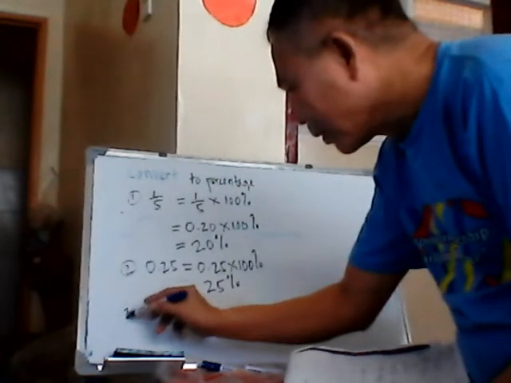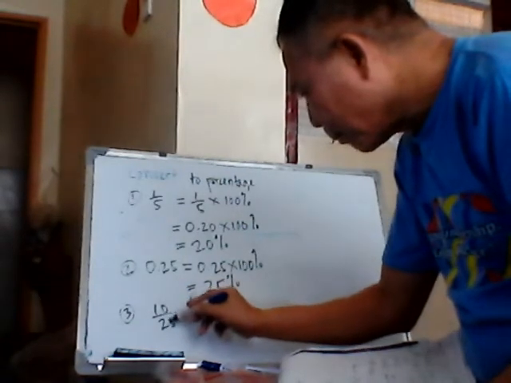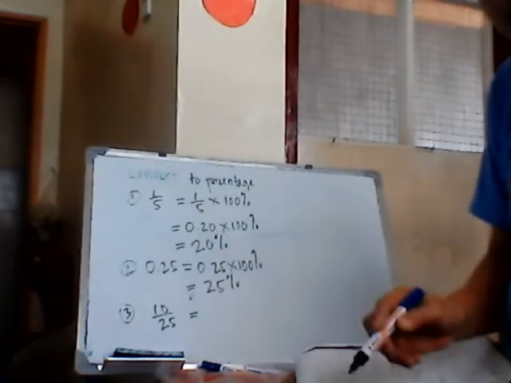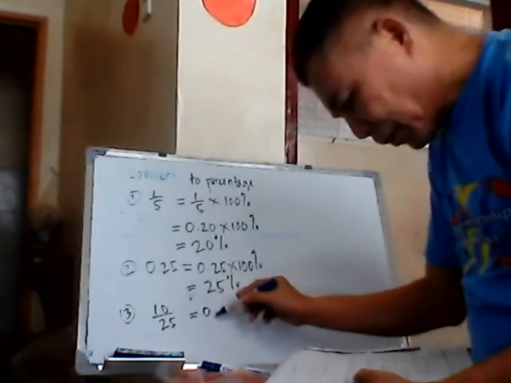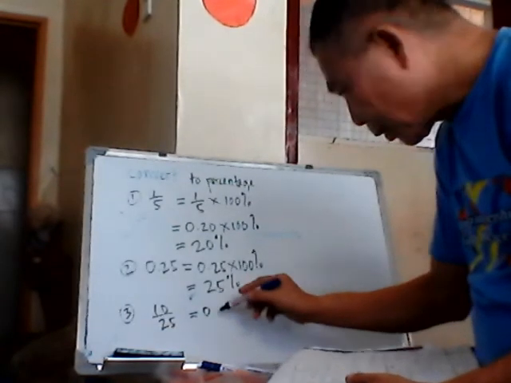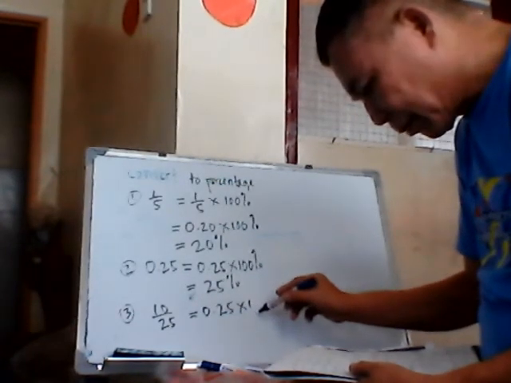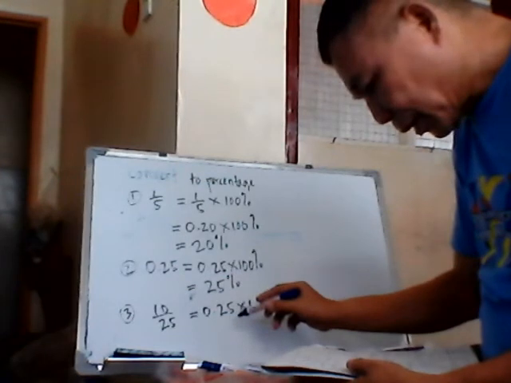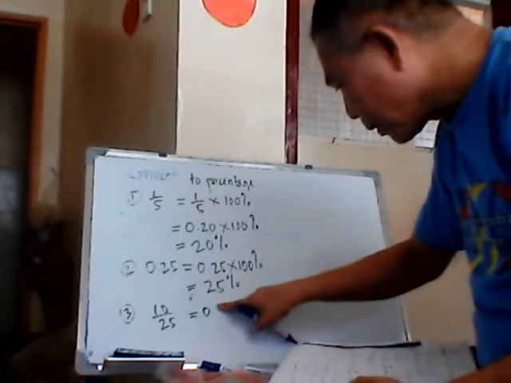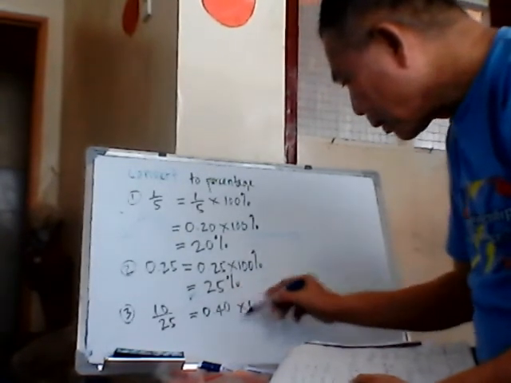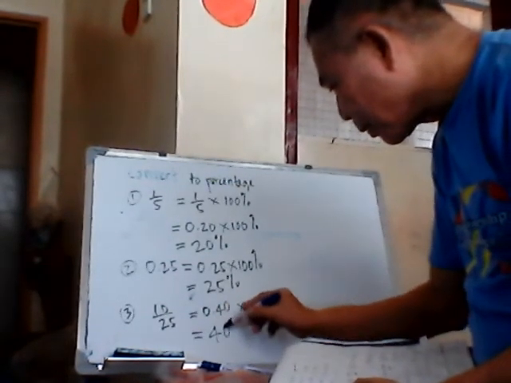So number 3. Number 3 is 10/25. Kay fraction man siya, i-convert to decimal. 10/25 is equals to 0.40. 0.40 times 100%. So ang mugawas ana is 40%.